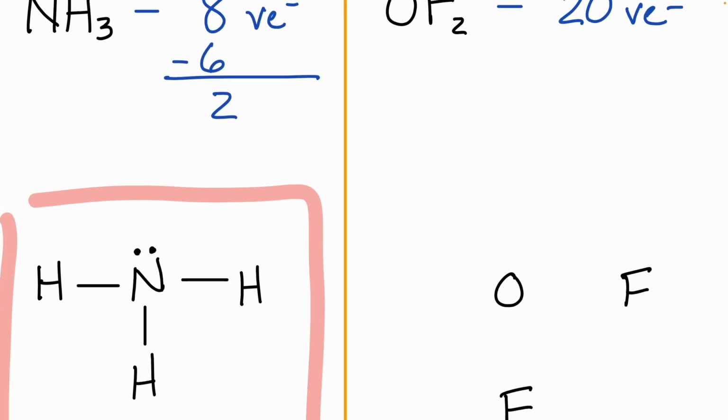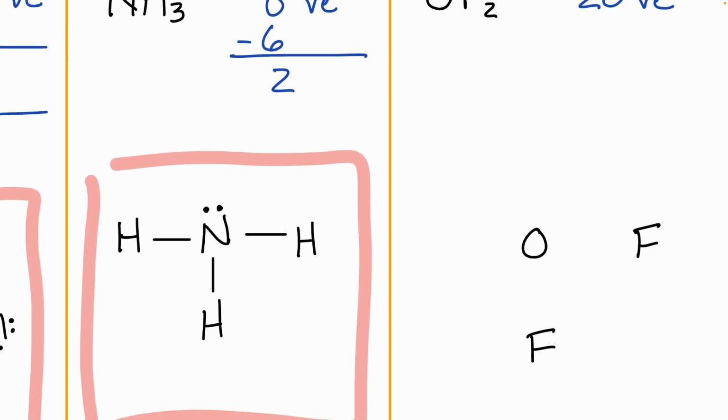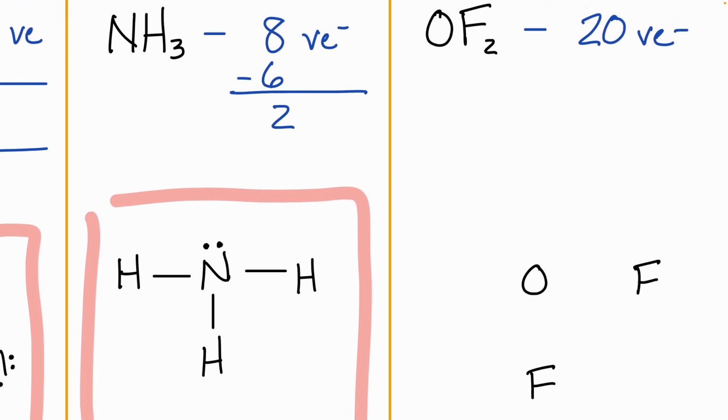All right. So my last one here, my oxygen difluoride. My oxygen's less electronegative than fluorine, so that's going to go in the middle. I got a total of 20 electrons to work with. I'm going to connect everything with single bonds. All right, that's 4. So now I have 16 left over.